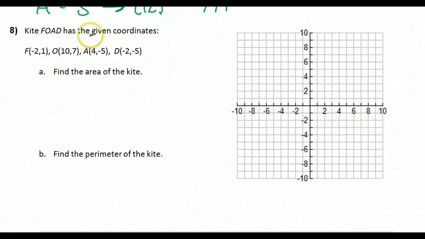Kite FOAD has these vertices. Okay, -2, 1, that's F. 10, 7, all right, that's O. 4, -5, that's A. And -2, -5, all right, and that's D. Okay, so here's my kite.